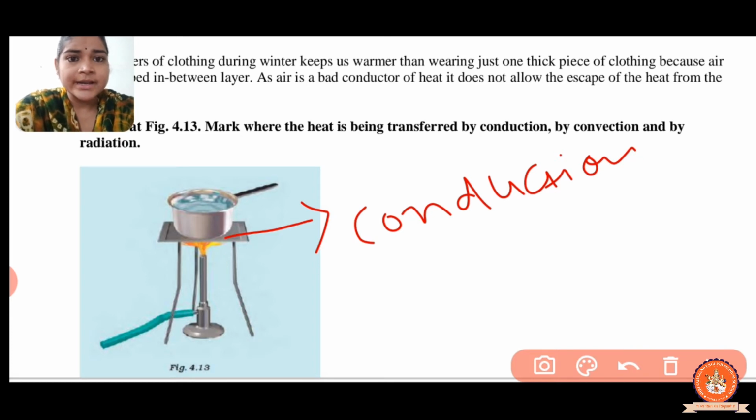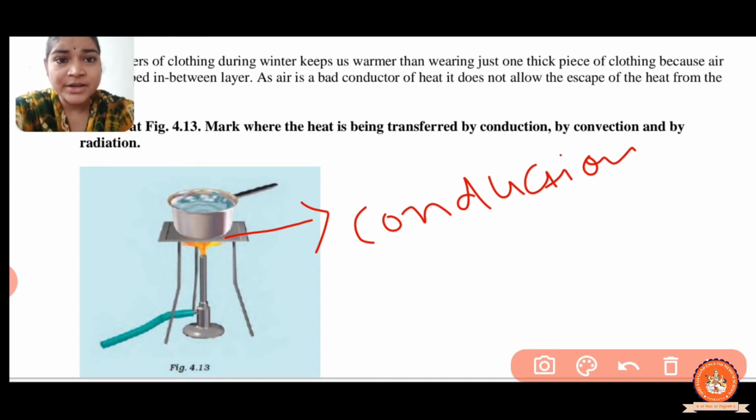Right? Now, the water becomes hot through which method? The water becomes hot through the convection method. You already learned in the chapter, in activity 4.8, the experiment of potassium permanganate, right? So the water becomes hot through the convection process.